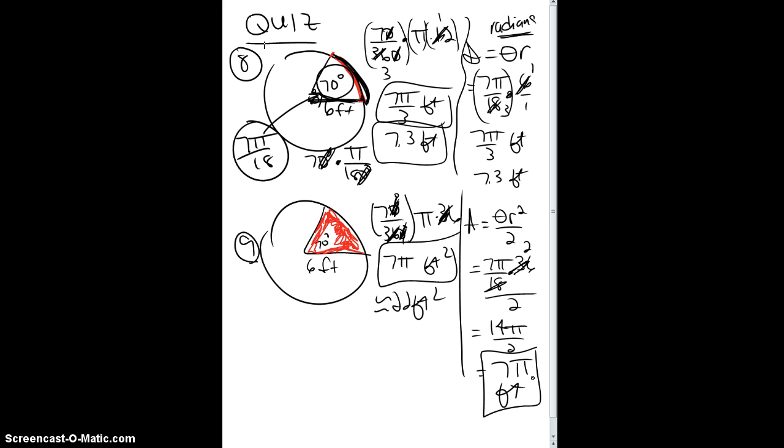So 7 times pi is 21.99, or you could round to about 22 feet. Either way works. 22.0 square feet, because we're doing area. So again, make sure it is reasonable, that it could actually fit the problem.